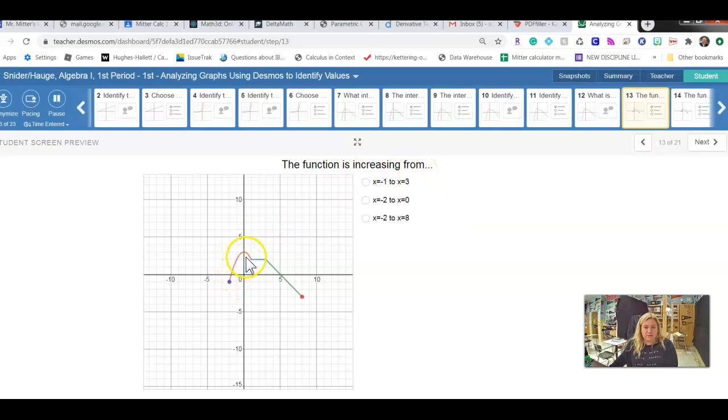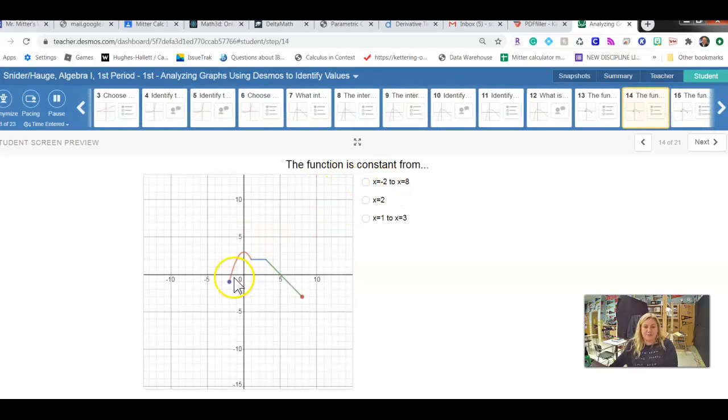Okay, so let me see where this is increasing first. This first part of the red, right? I'm so bad at freehand, but right here, this part is increasing. It's going up. So from negative 2 to 0. Negative 2 to 0, it's increasing. Great, 14. The function is constant from.